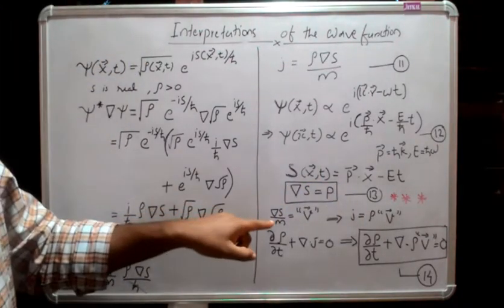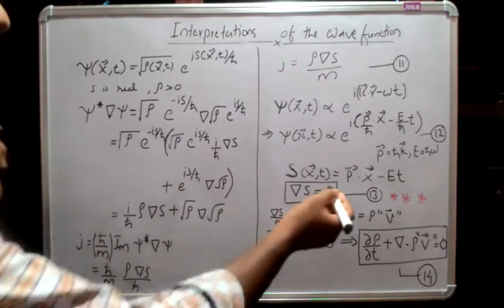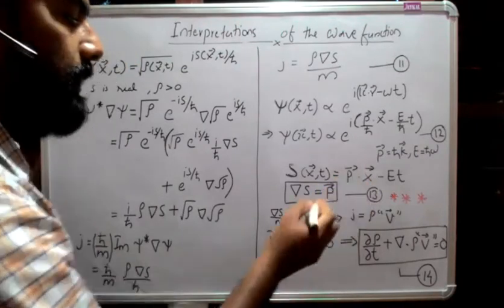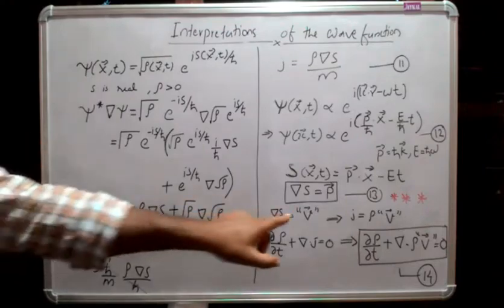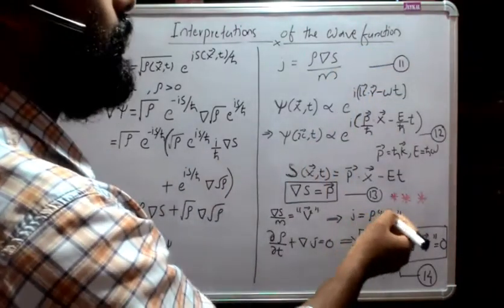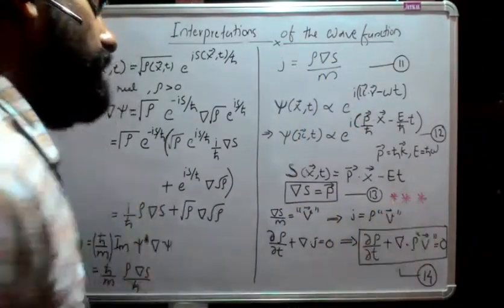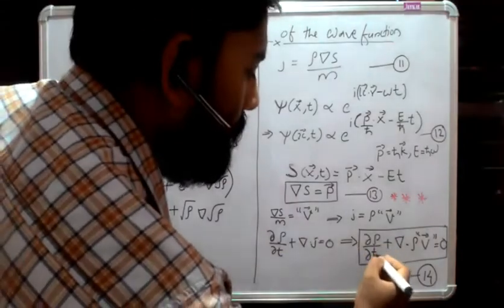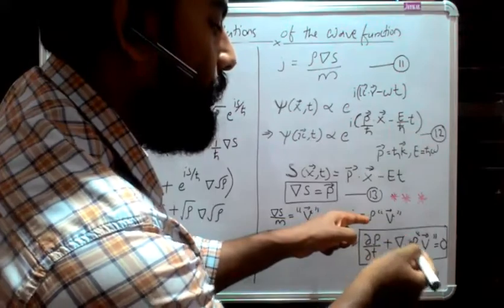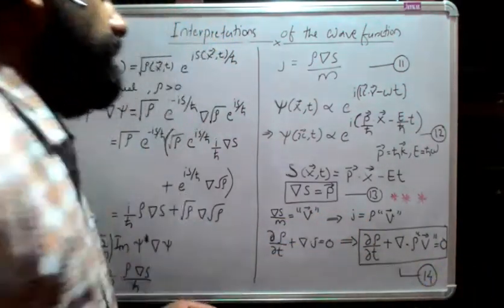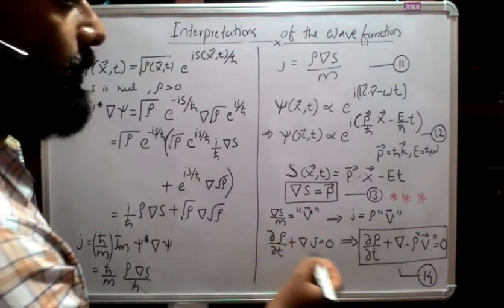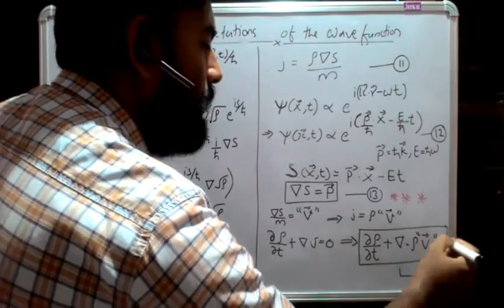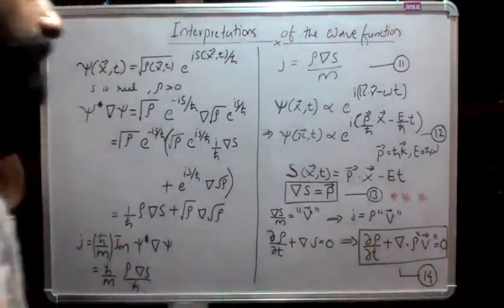So del s over m equals, del s is p, and del s over m, that is the vector p over m, is some kind of velocity. So we can write equation 11 as j equal to rho into del s by m, that velocity, so rho into v. We know the equation of continuity is dou rho by dou t plus del dot j equal to 0, and that becomes dou rho by dou t plus del dot rho v equal to 0, and this is equation 4. We can write the equation of continuity in this form. This is the probability density and this is the velocity.